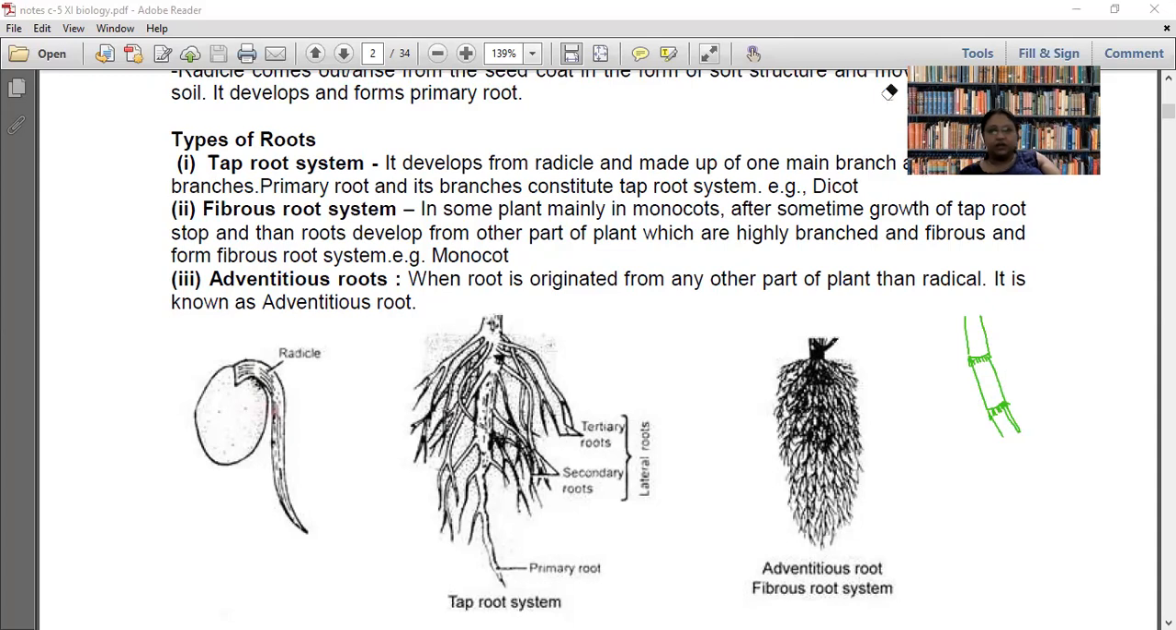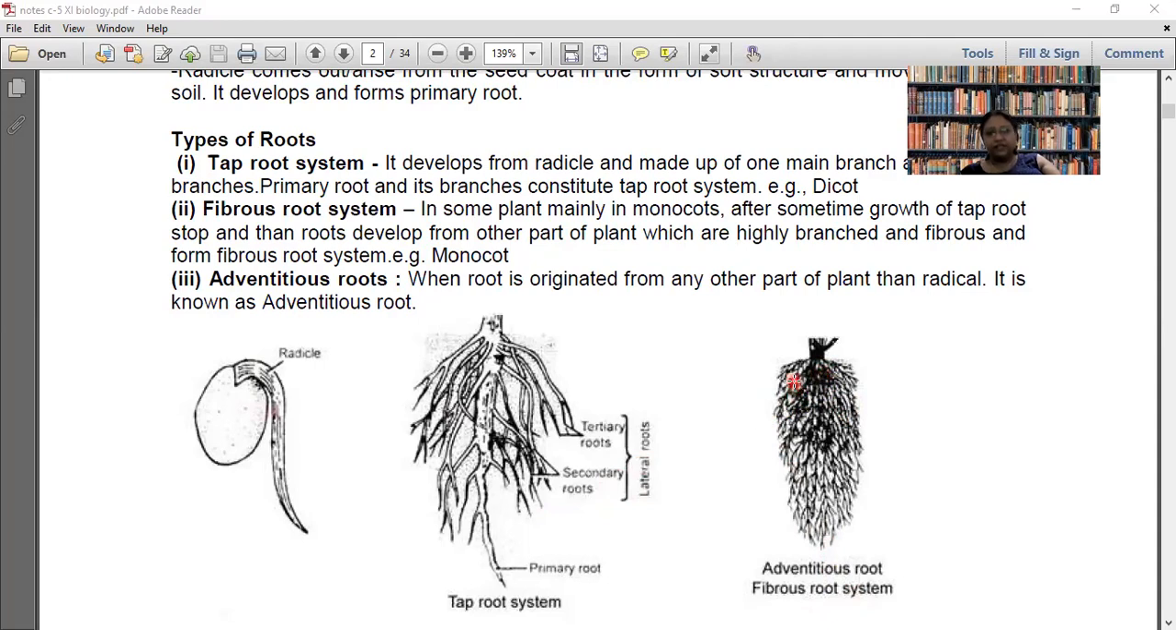Understood? So अगर root radical से develop हुआ है, that will develop into a taproot system. In case of taproot system, they will have a main root and then branches. Here all roots are same, so we call them fibrous root, or adventitious root when they are present at some part where they are not supposed to be. Root को soil के नीचे ही होनी चाहिए, but if they are present somewhere else, we call them adventitious root.